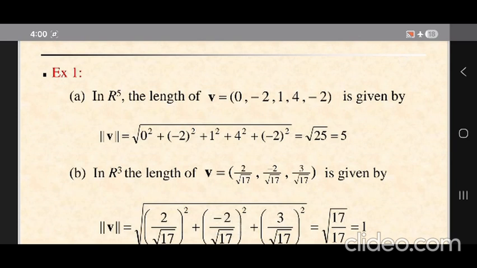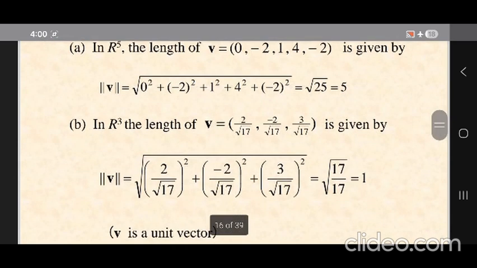Example 1. In R^5, meaning each vector has 5 elements, v equals (0, -2, 1, 4, -2). Find the length value, which is the norm of v. Norm v equals the root of 0 squared plus (-2) squared plus 1 squared plus 4 squared plus (-2) squared. Adding the squares of all the elements, the answer is 25. Then root 25 equals 5.